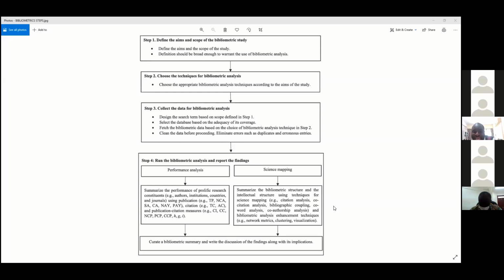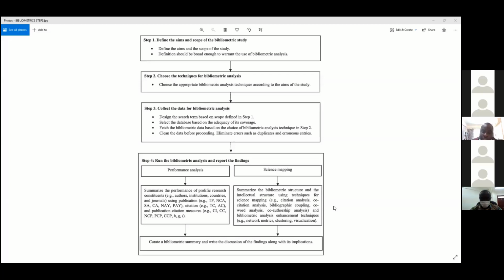And then you clean the data before you proceed. You eliminate duplicate records and erroneous entries. And that will make sure that you have almost sacrosanct information to proceed to the next step. Then the final step, or the fourth step, is the actual bibliometric analysis and the reporting of the findings.